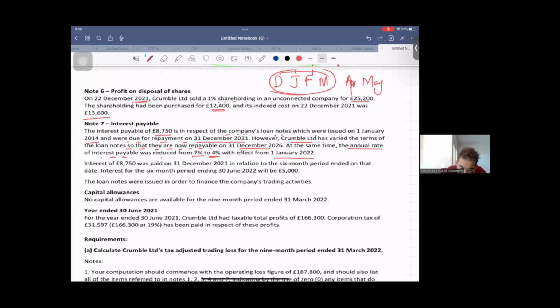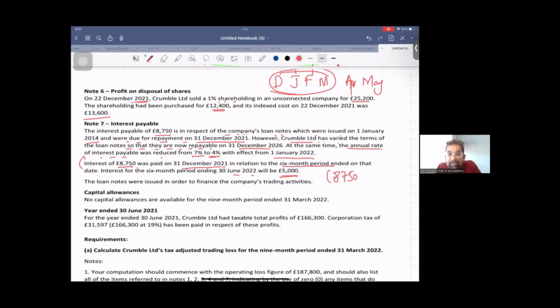Now, see, this line is important. Interest of 8750 was paid on 31st December 2021 in relation to the 6 months. So the first 6 months' interest is clear, 8750. And interest of the 6 months period ending 30th June will be 5,000.